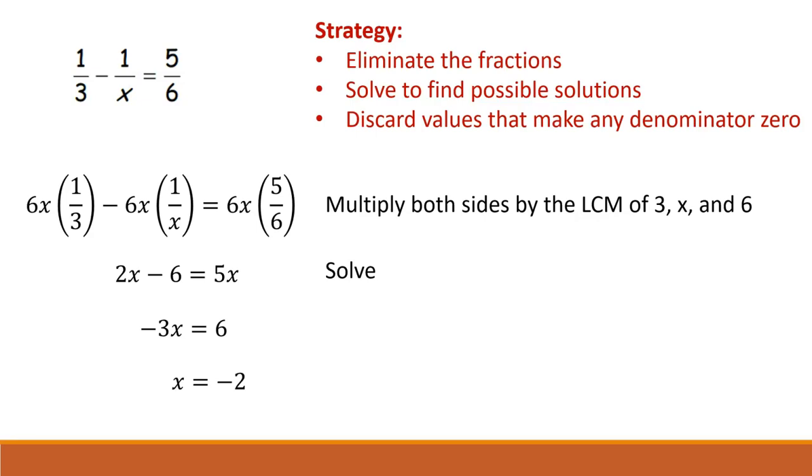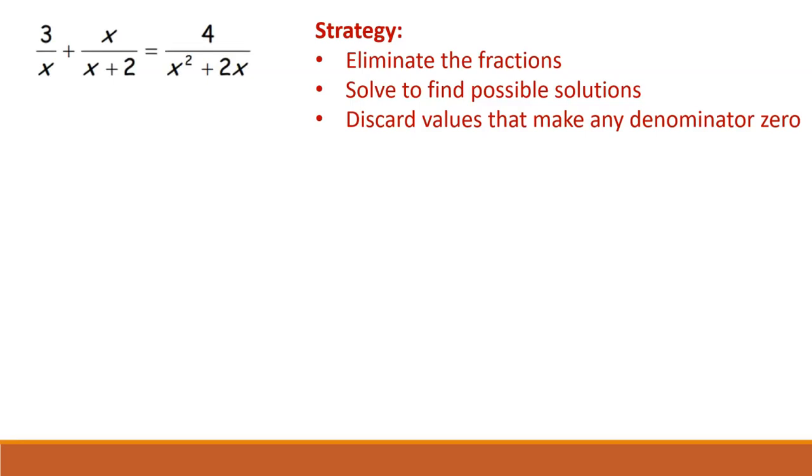Now the last thing we have to do is check to see if our possible solution is actually a solution. And we do that by looking at the denominators of our original fractions. The second fraction has an x in the denominator, so that second fraction would be undefined when x is 0. That's a restriction on our solution. X cannot be 0. But our possible solution is negative 2, which certainly isn't a 0. So, negative 2 is our solution.